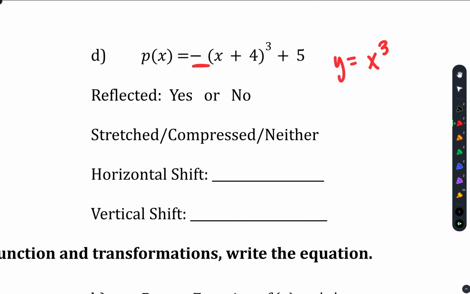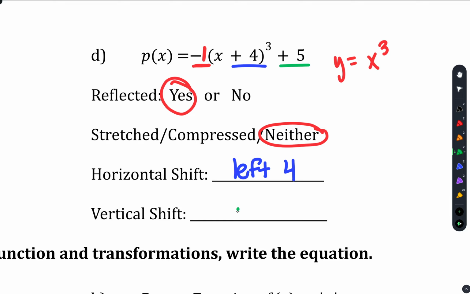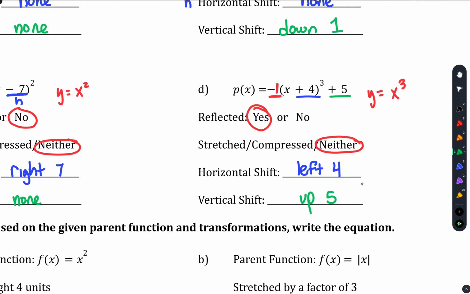Technically, yes, I do. It's right here. What's that number in the front, though? A 1. So a -1 means reflected, stretched, compressed, or neither? Neither, because it's a 1. Horizontal shift, what am I looking at? Left 4, perfect. And then vertical shift, up 5. Lovely. Make sense?